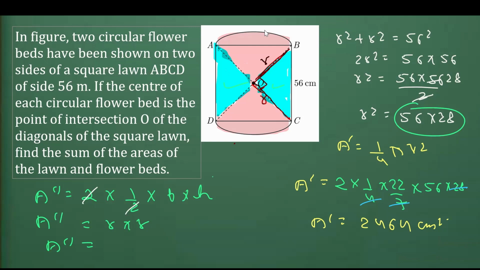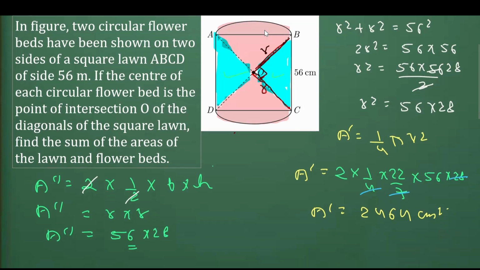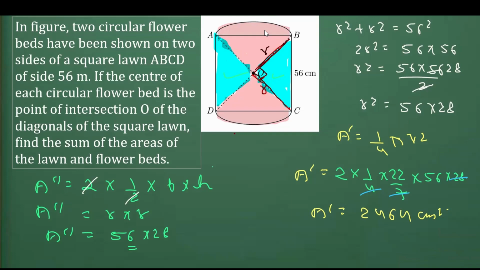And we have the value of r square. That is 56 multiplied by 28. So this is how much? This is 56 square, 28 square, right? So 28 square is 784. That multiplied by 2. So it should give you 1568 centimeter square. So we got the area of these two triangles.